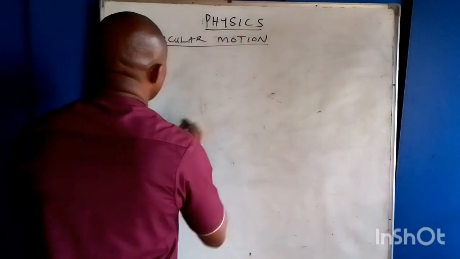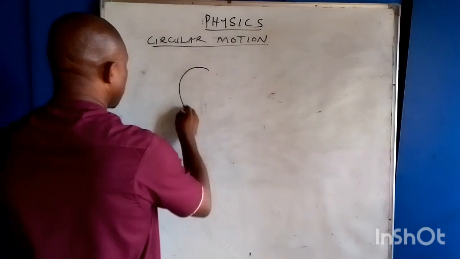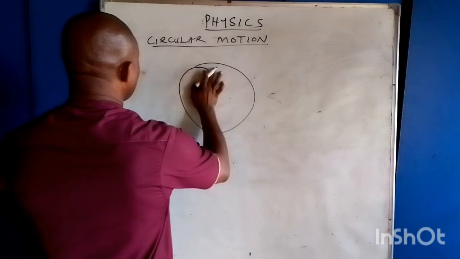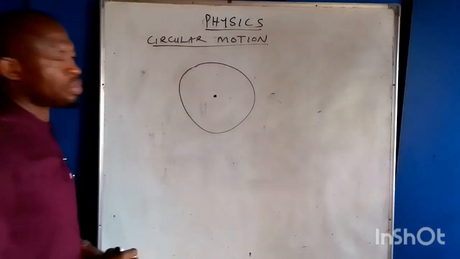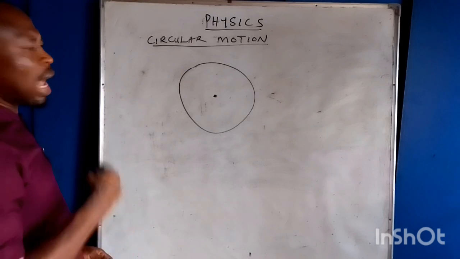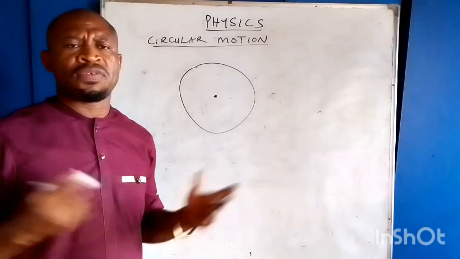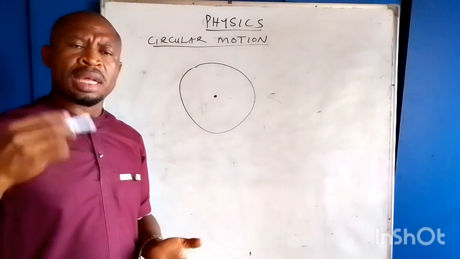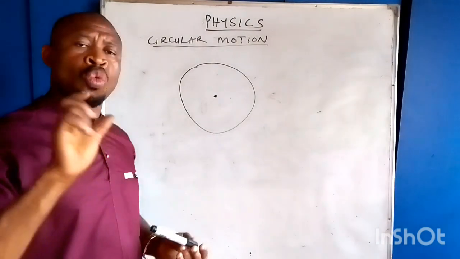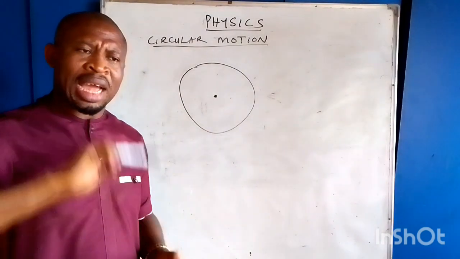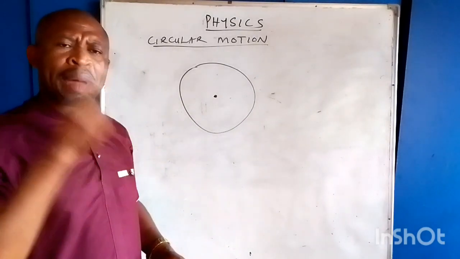Now, if the motion of the blade of a fan, assuming we have a motion like this, and of course, this is the center. And then, on a similar example, assuming we have, let's say, a piece of stone attached to one end of an inelastic string, and then it is whirled round in a circular path.